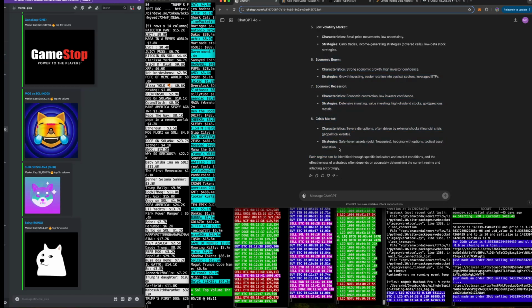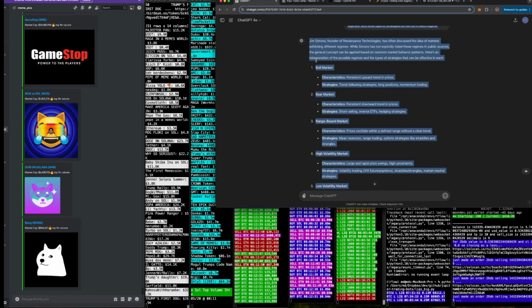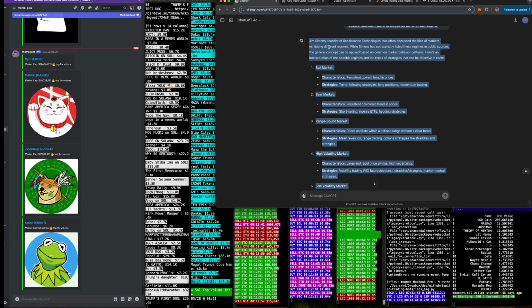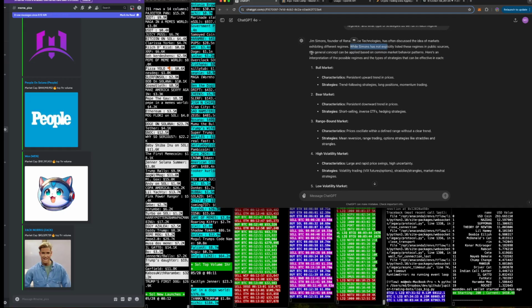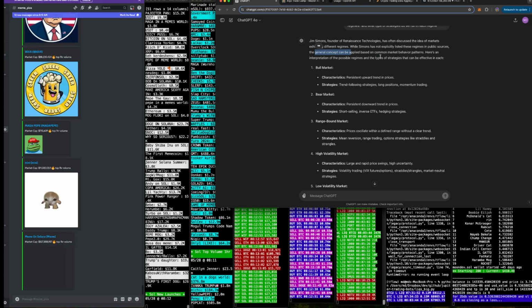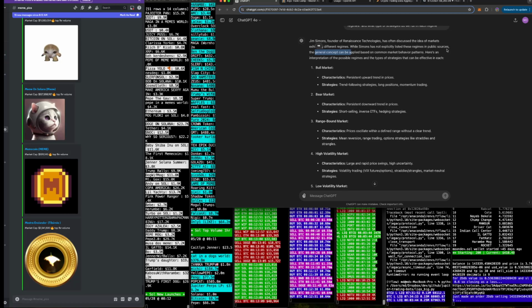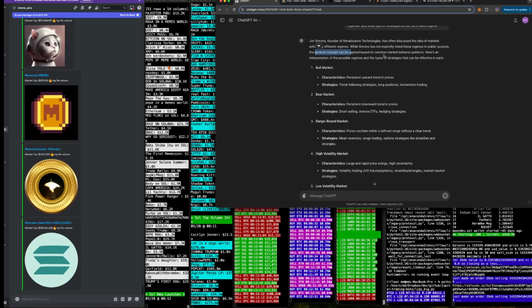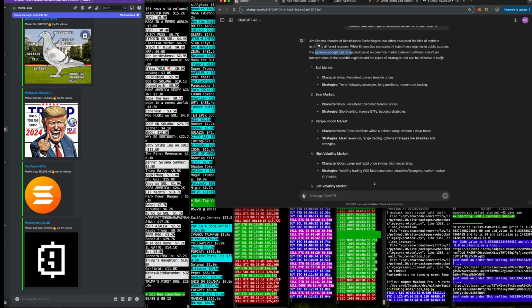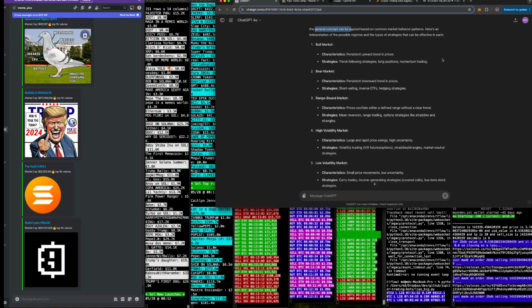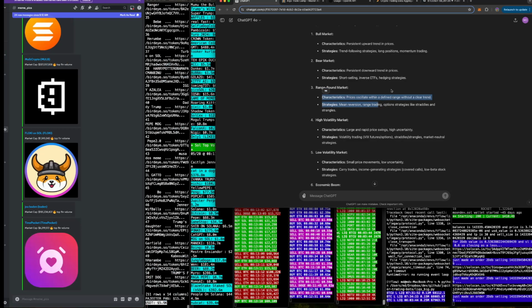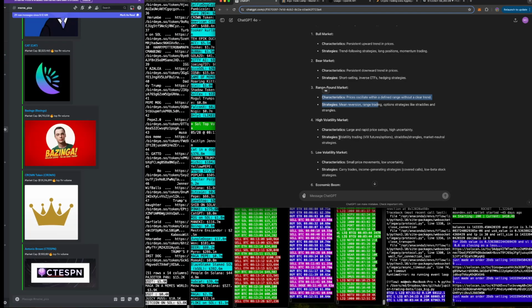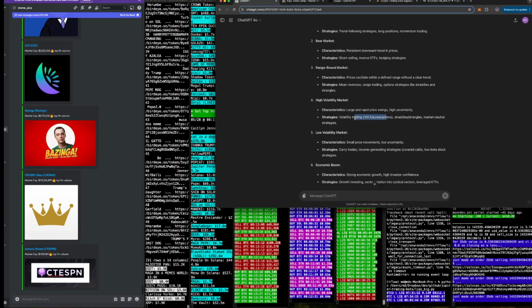Okay, so let's see here. I'm going to take these notes down because Jim Simons, founder of Renaissance Technology, has often discussed the ideas of markets exhibiting different regimes. While Simons has not explicitly listed these regimes in the public sources, the general concept can be applied based on common market behavior patterns. Here's an interpretation of the possible regimes and types of strategies that can be effective in each. Bull market, a bear market, those are the easy ones, right? Range bound market, up and down. High volatility market. So, okay, we could use the VIX. Yeah, that's a good idea there, actually.